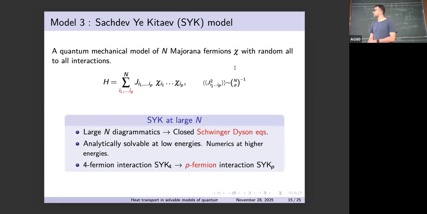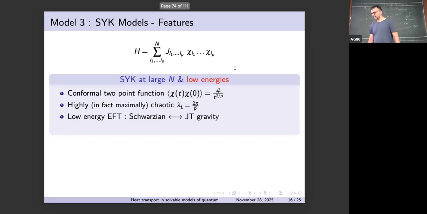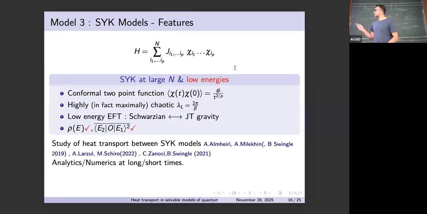There is a version of the SYK model in which there are p fermions interacting instead of 4 fermions. That's what I will be dealing with. And just some of the features again very quickly. 2-point functions can be computed. The Lyapunov exponent is maximal. The low energy field theory is some Schwarzian, which is dual to some gravity. So it's interesting for various reasons. But for our purposes, what I want to say is that this G of T, or this density of the spectrum and matrix element averages, are known, at least at low energies analytically and at higher energies numerically. So this question has been addressed.